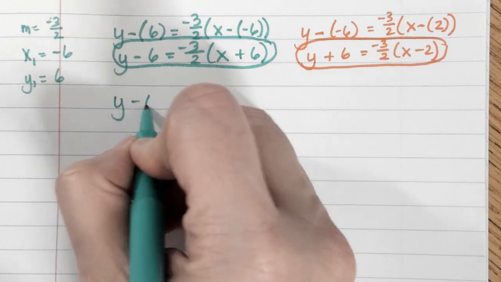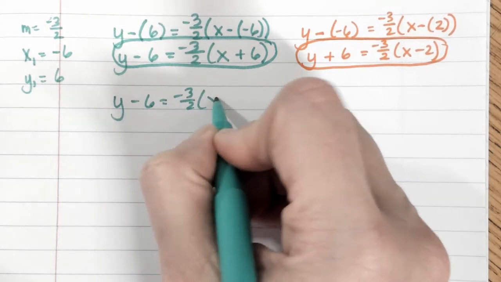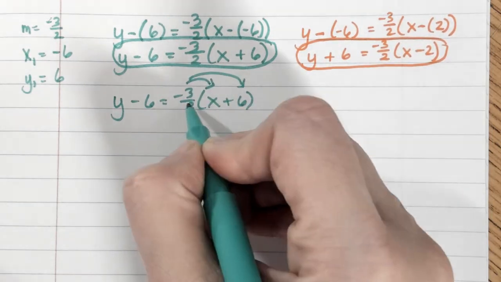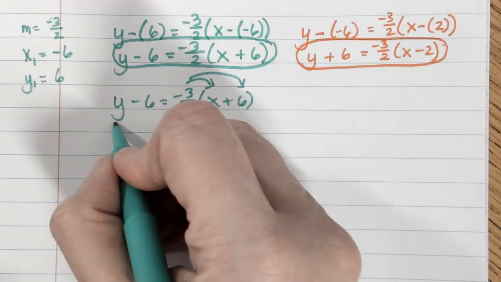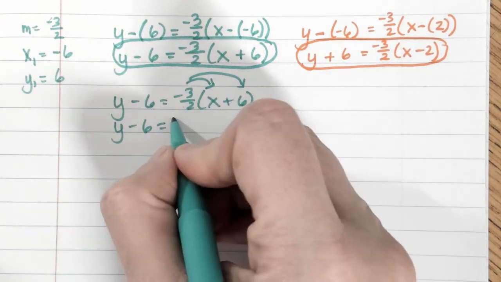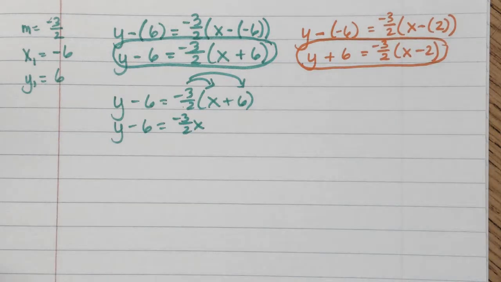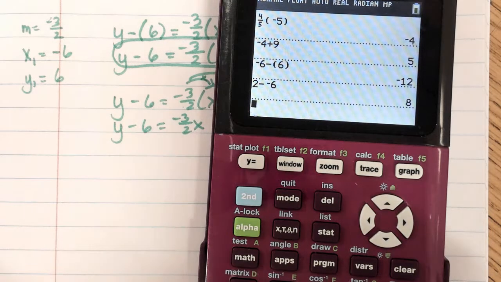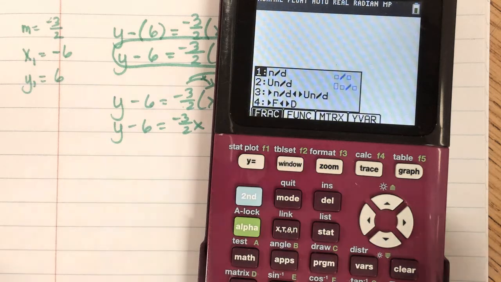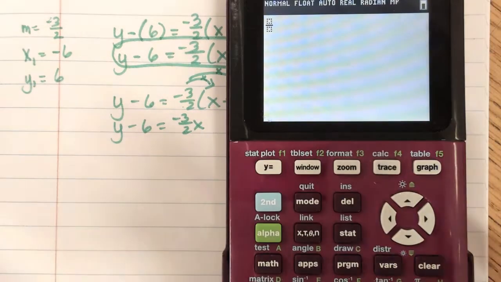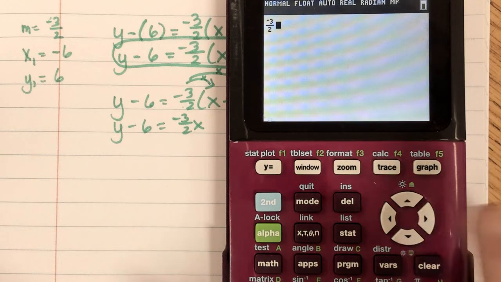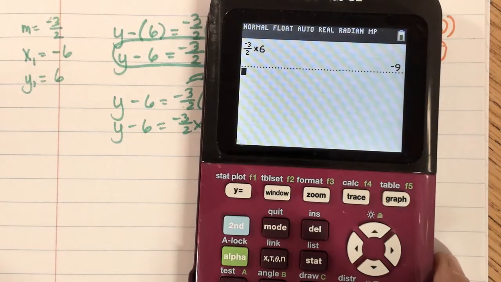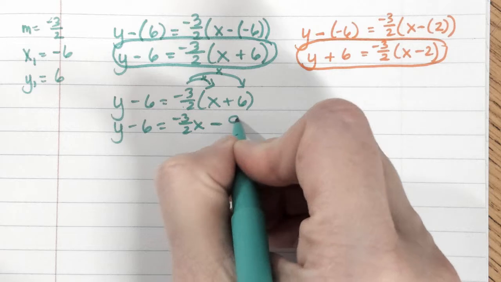steps, okay? So we start from y minus 6 equals negative 3/2 x plus 6. The first thing I have to do is distribute, which means I'm going to multiply negative 3/2 times x. So I have y minus 6 equals negative 3/2 times x is negative 3/2 x. Negative 3/2, so what I'm doing here is I'm multiplying, okay? So again, to do a fraction, I do alpha y equals, and I hit enter, and that brings up a blank fraction for me. So I do negative 3 over 2, and I'm multiplying that by 6, so I do times 6. And it tells me that the answer to that is negative 9, minus 9.